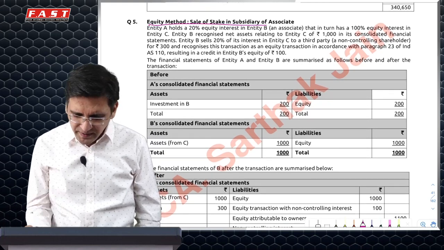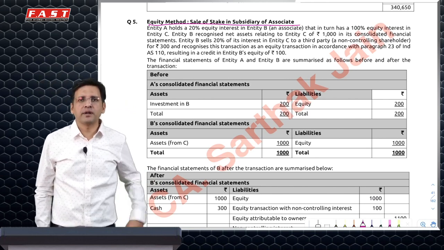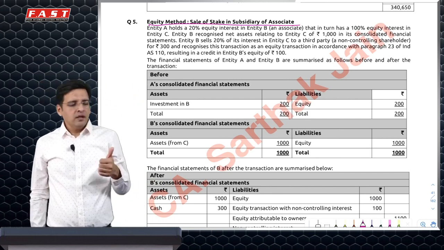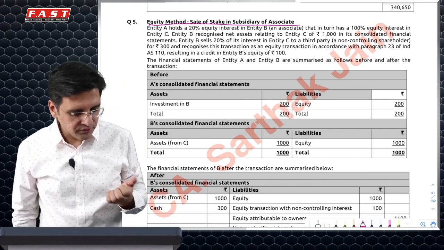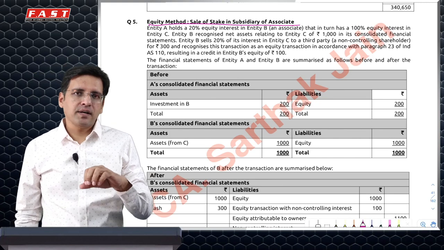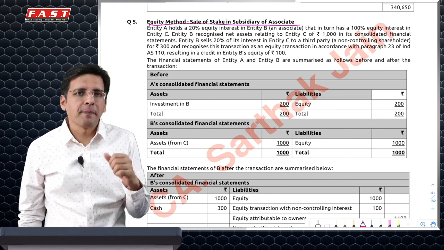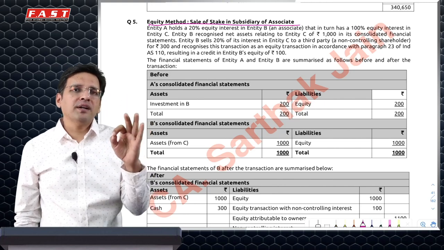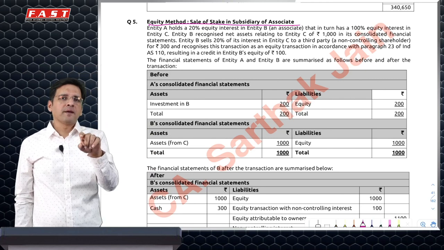A similar question like this has been asked in the exam. I don't expect a similar question to be asked once again, but it could be a little tricky, so I've included it. The question says, I have an associate which has a subsidiary. So it's a question of chain holding, where I have an associate which has a subsidiary.